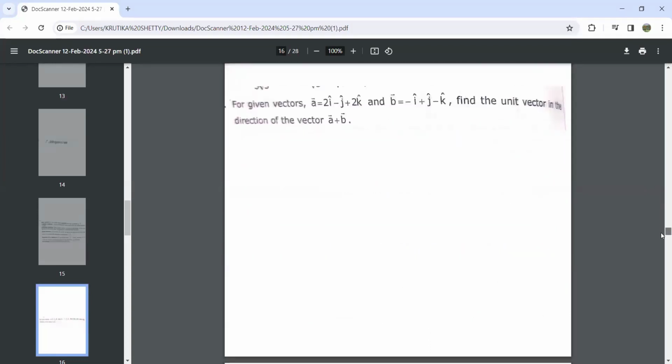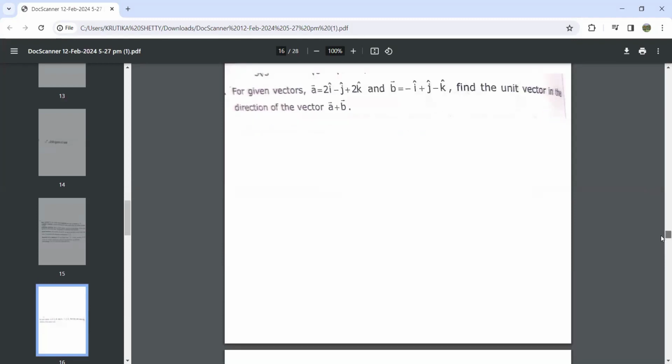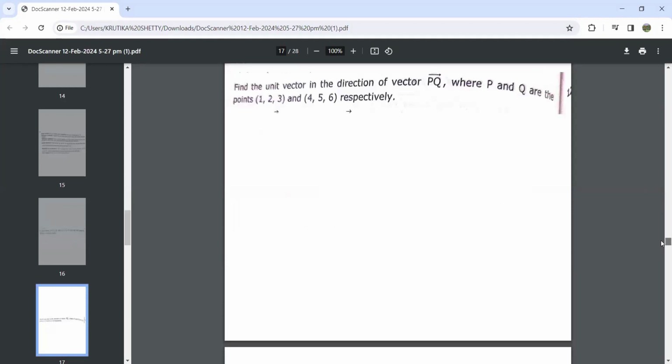So yesterday we covered the questions on unit vector, 1 mark questions, and then the unit vector in the direction of a position vector. So these questions we covered yesterday. Next, today we will discuss the questions for 3 marks. The 1 mark questions, maximum questions we have covered. Now we will be discussing the questions for 3 and 2 marks.